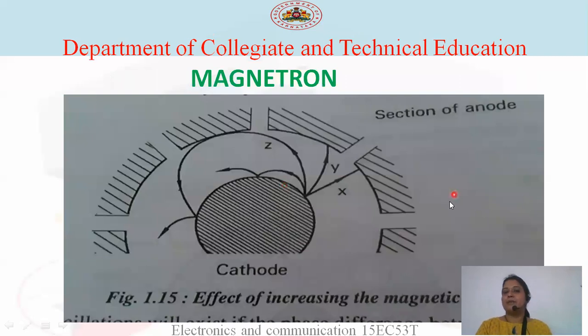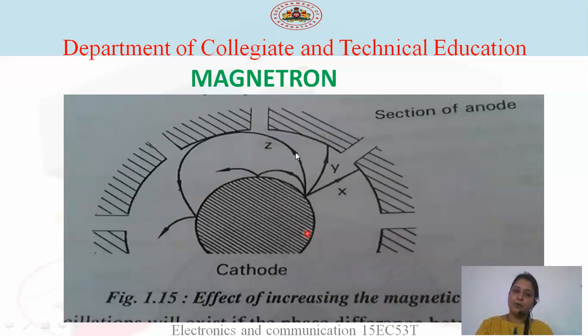Now, the working principle: how the magnetron generates oscillations. If you see the view of that diagram, this is the cathode and this is the anode. The electric field is applied, and the magnetic field is also applied. Now consider only the electric field, that is, to the anode the positive voltage is given and to the cathode the negative voltage. First, initially assume the magnetic field is 0. To the anode the positive terminal, and to the cathode the negative.